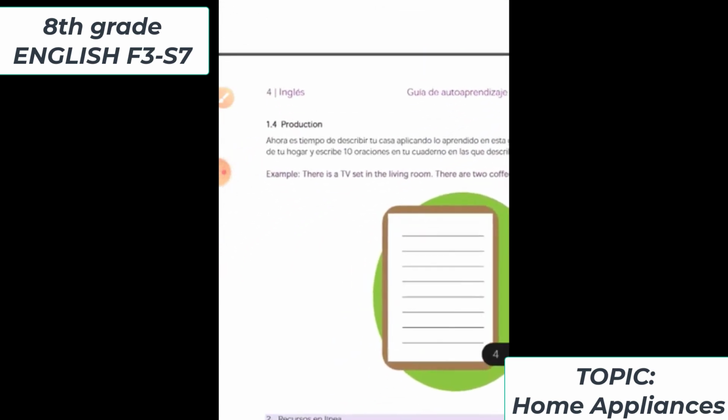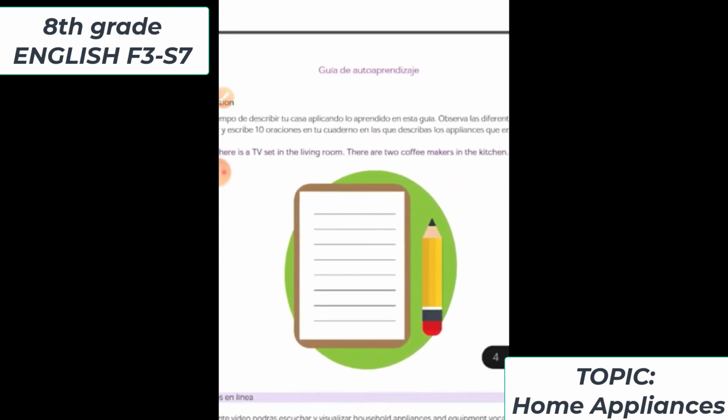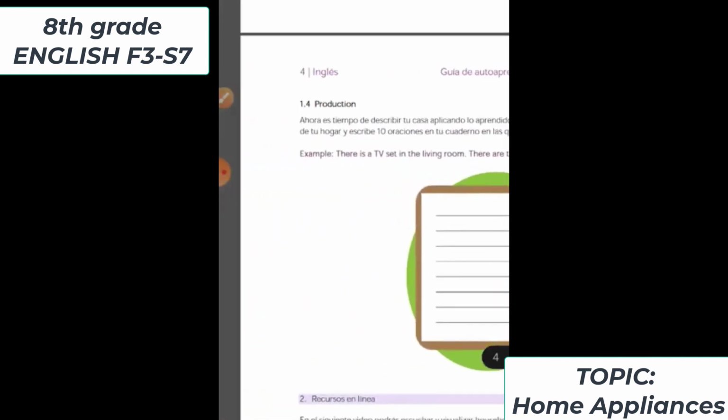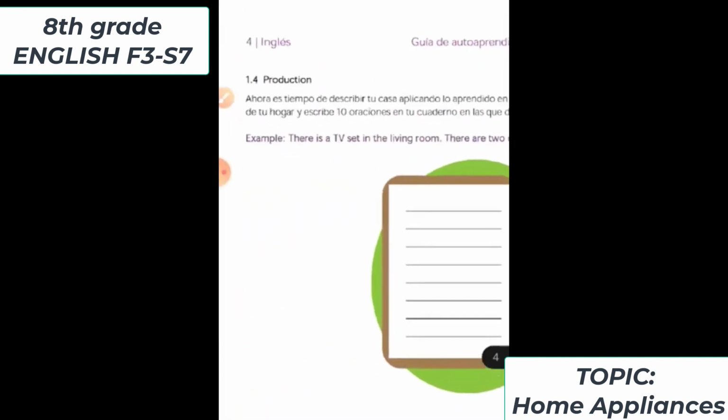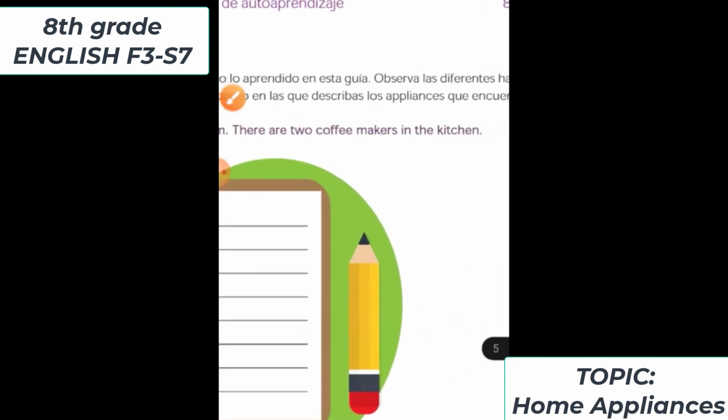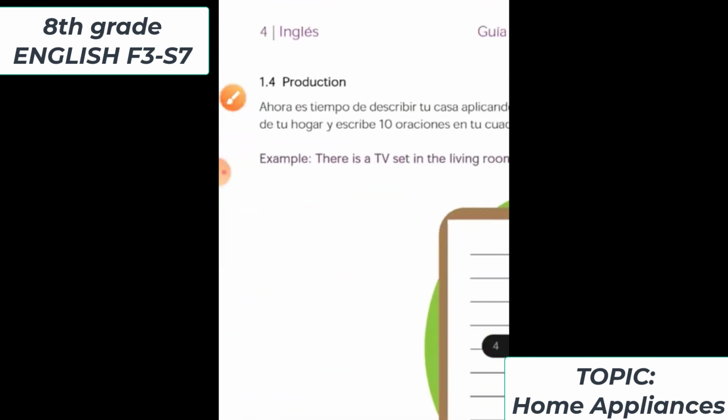Finally, in the production, es tiempo de describir tu casa aplicando lo aprendido en esta guía. Observa las diferentes habitaciones de tu hogar y escribe 10 oraciones en tu cuaderno. Attention here. Escribe 10 oraciones en tu cuaderno en las que describes las appliances que se encuentran.